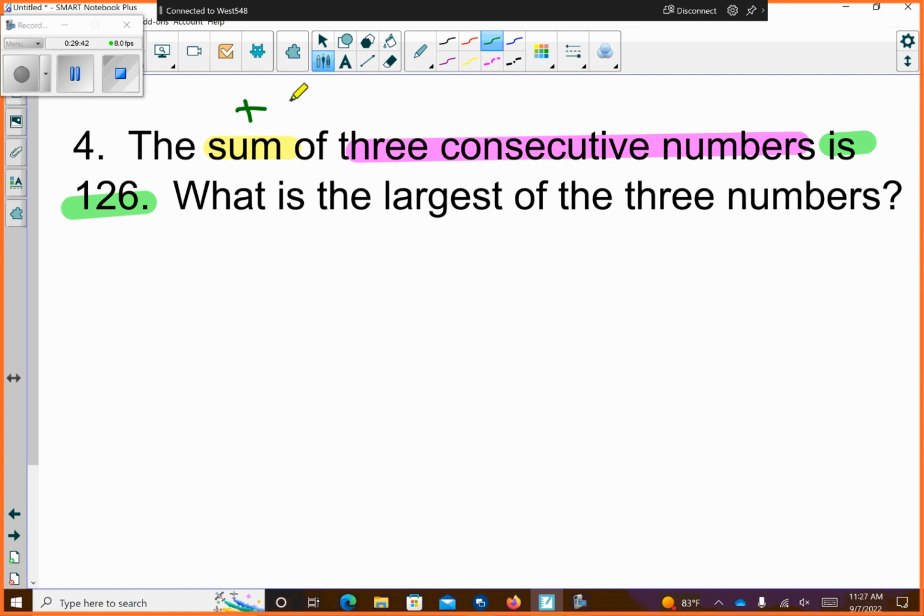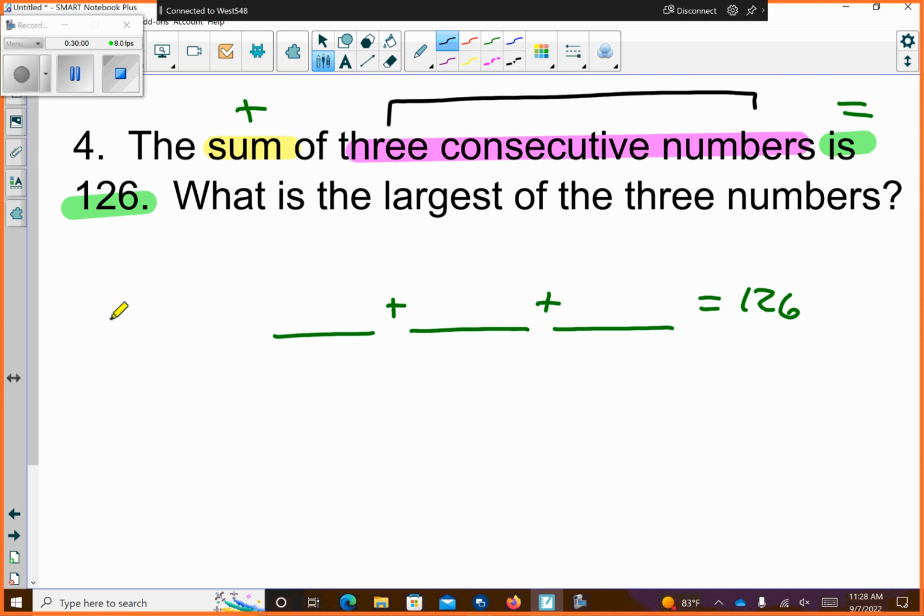Sum means plus, is equal. How many things am I looking for originally? 3? Am I going to add them or subtract them? Add. Is equals 126. All right, let's see who's paying attention. So 3 consecutive numbers.